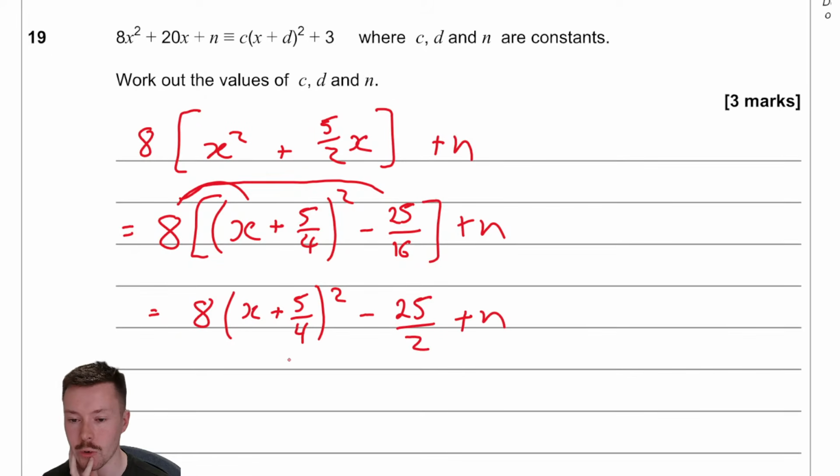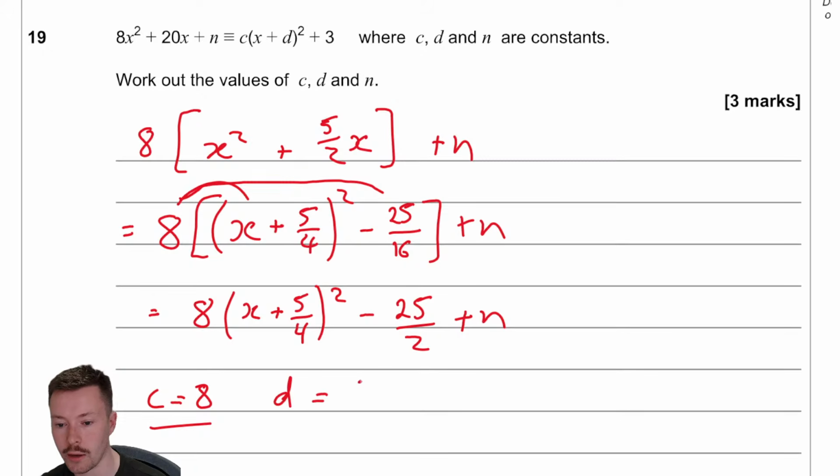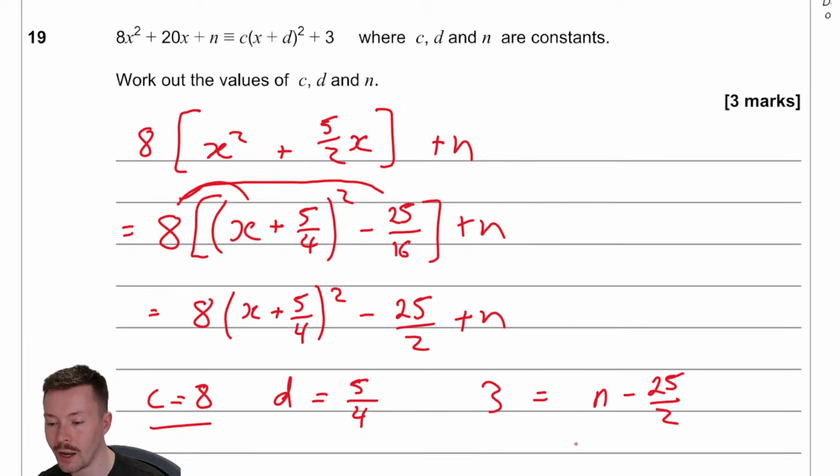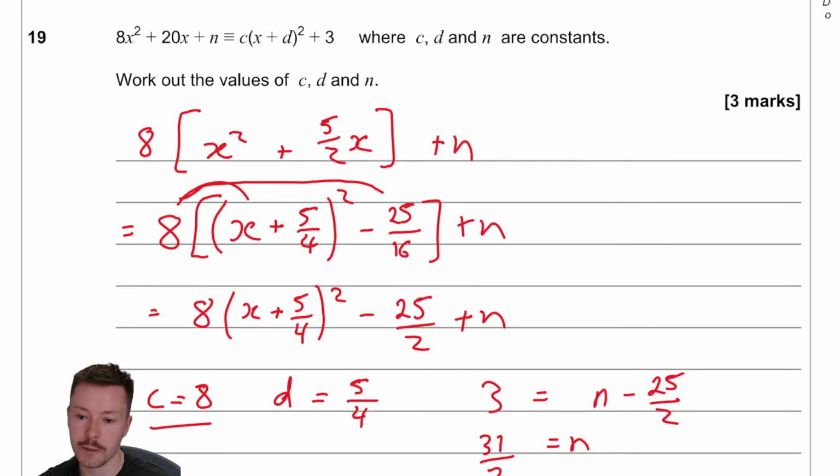Okay, so that's got to be equal to 3, so that's how we can work out the n. The c is 8, the d is 5 over 4, and then 3 is equal to n minus 25 over 2. Add 25 over 2 to both sides. 3 is 6 over 2. 6 add 25 over 2 is 31 over 2. Should be n.